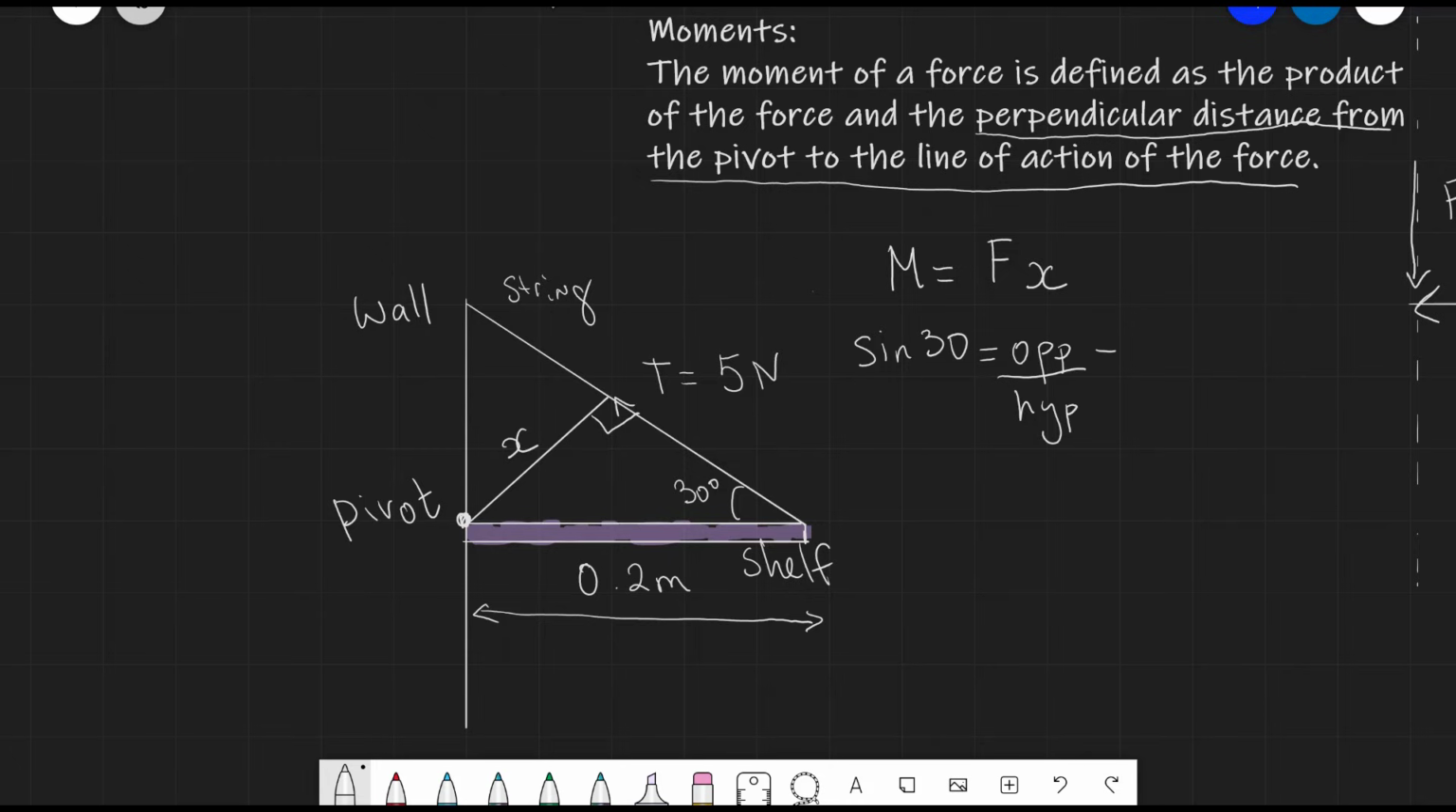So our opposite is equal to x, our hypotenuse is 0.2, which means that our perpendicular distance x will be 0.2 sine of 30. But hang on a minute, sine of 30 is just a half, so x will just be equal to 0.1 meters. I can just write this down over here.